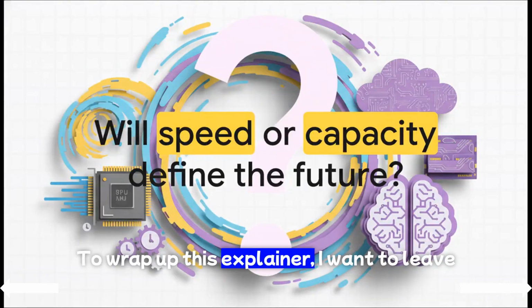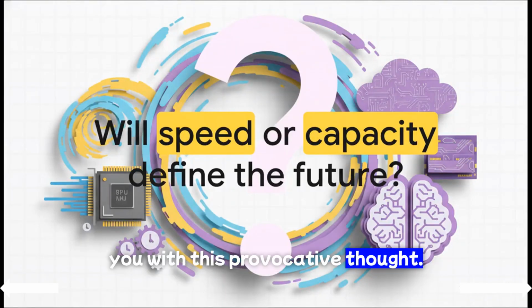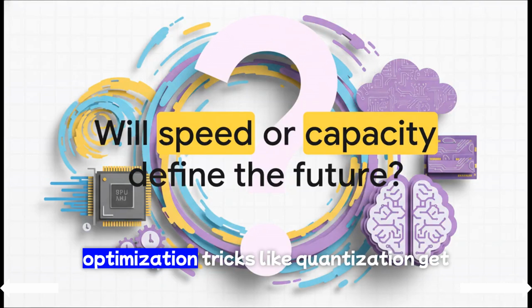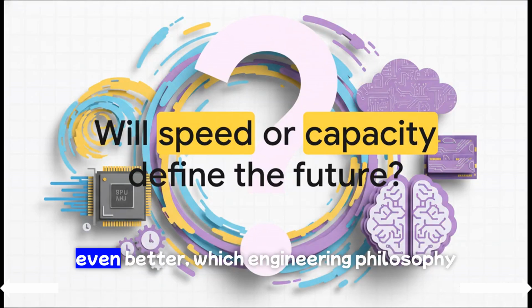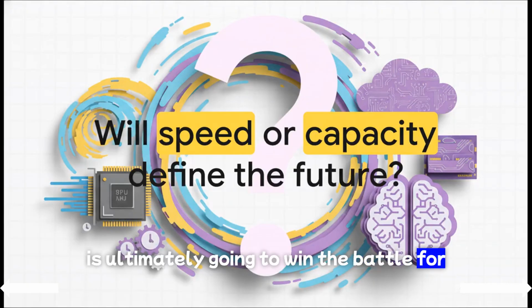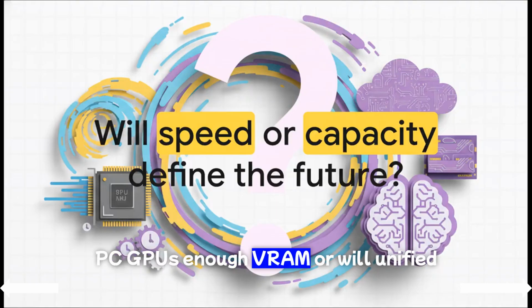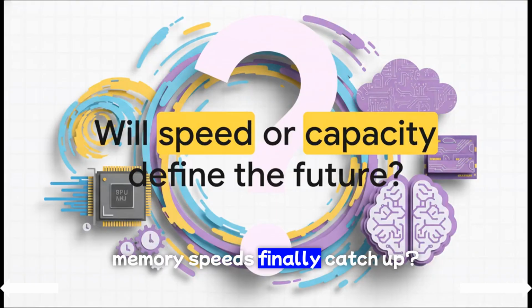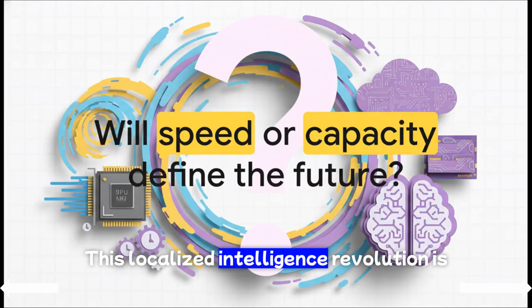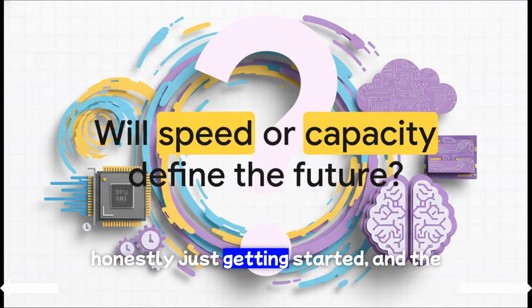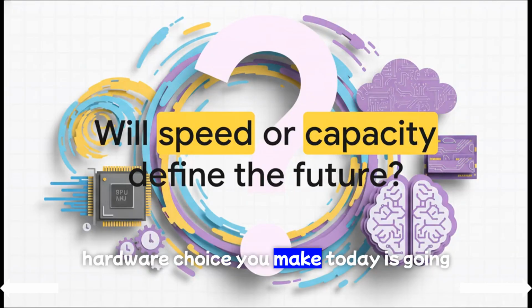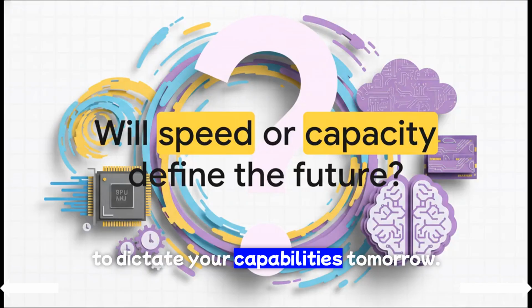To wrap up this explainer, I want to leave you with this provocative thought. As models just keep growing and optimization tricks like quantization get even better, which engineering philosophy is ultimately going to win the battle for your desk? Are we going to figure out a way to give PC GPUs enough VRAM, or will unified memory speeds finally catch up? This localized intelligence revolution is honestly just getting started, and the hardware choice you make today is going to dictate your capabilities tomorrow.